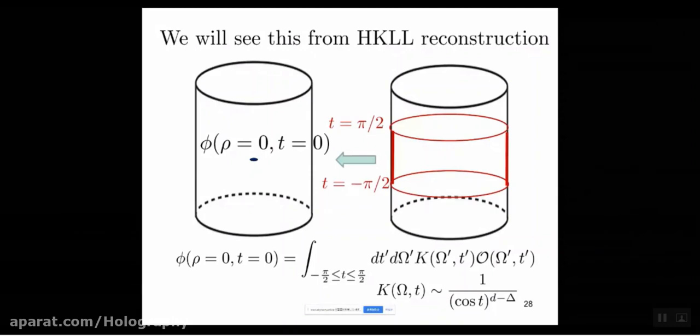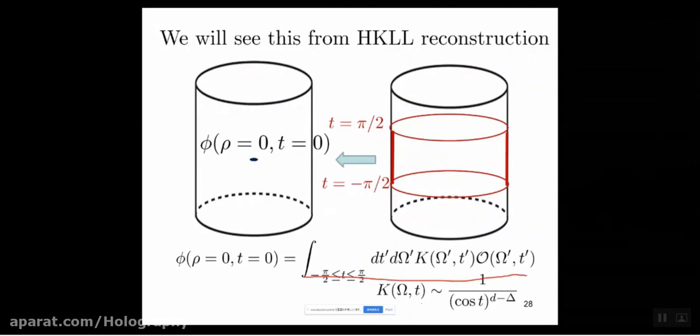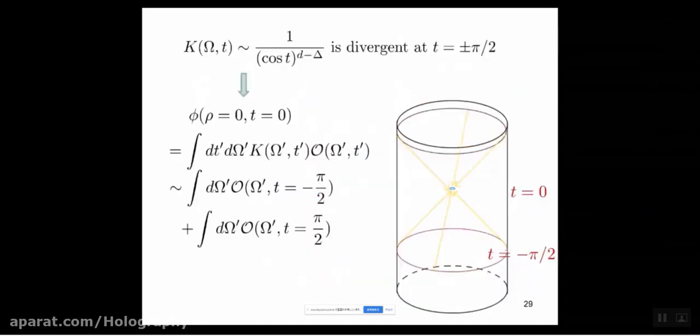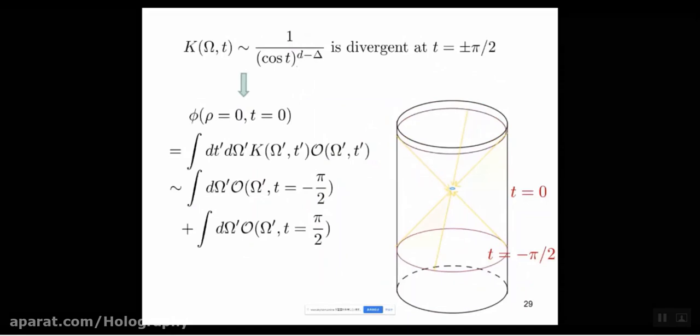So this is integration over this region with a smearing function, with some function. It's called the smearing function. But actually, this smearing function is divergent at t equals minus pi over 2 and t equals pi over 2. Then this integration is dominated by these points, these regions only. It's localized on this one. And this equation is not precise, but we can make it precise.